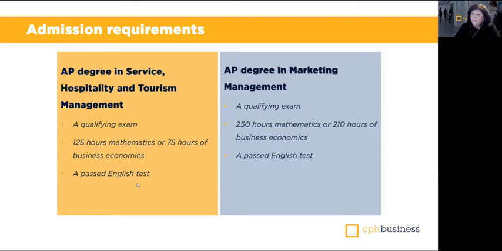If you apply for the marketing management, you also need a qualifying exam, but for that, you also need mathematics B level. That translates to 250 hours of mathematics or economics B, which is 210 hours of business economics, plus the English test. The English, we are going to talk about that in a minute, Katrina.